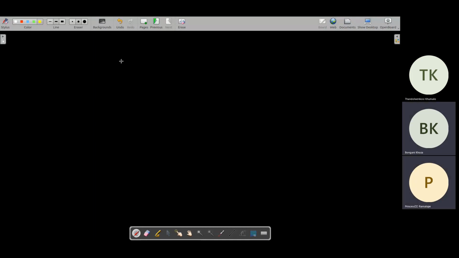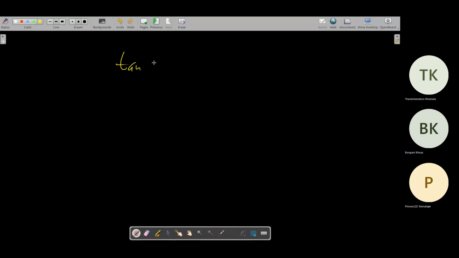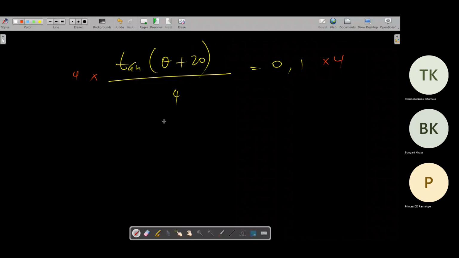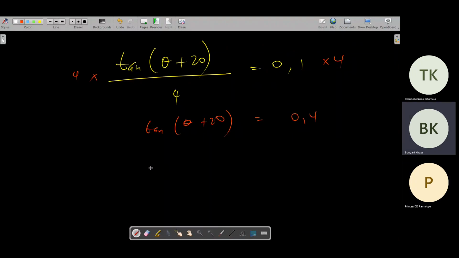So for this one, we have tan theta plus 20 all over 4, equals 0.1. So what's the first thing that you did? You multiplied by 4, that's fine. That's what we want. Guys, I need you to start showing your answers. Plus 20, and then this was 0, equals 0. And then what?